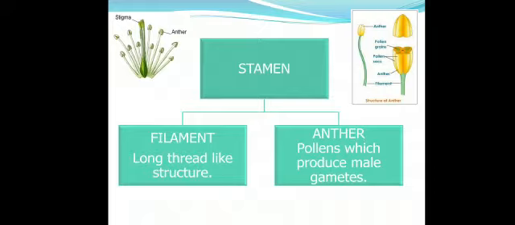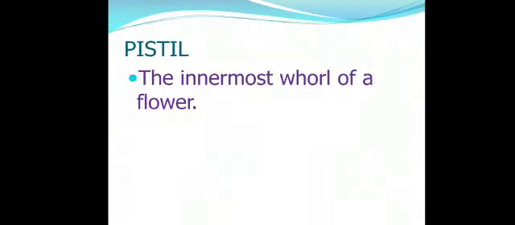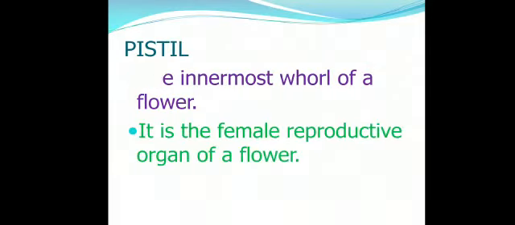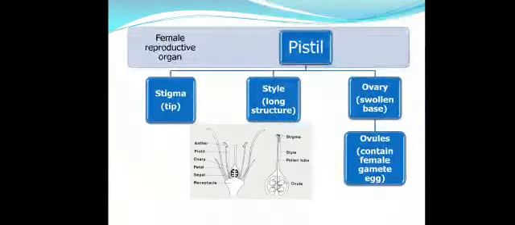Now the innermost whorl is the female reproductive part which we call carpel or pistil. It comprises three parts. One is stigma, the other one is style, and the third one is ovary. Stigma is the terminal part of the carpel or pistil which is sticky in nature, and it acts as a platform for receiving the pollen grains during pollination.